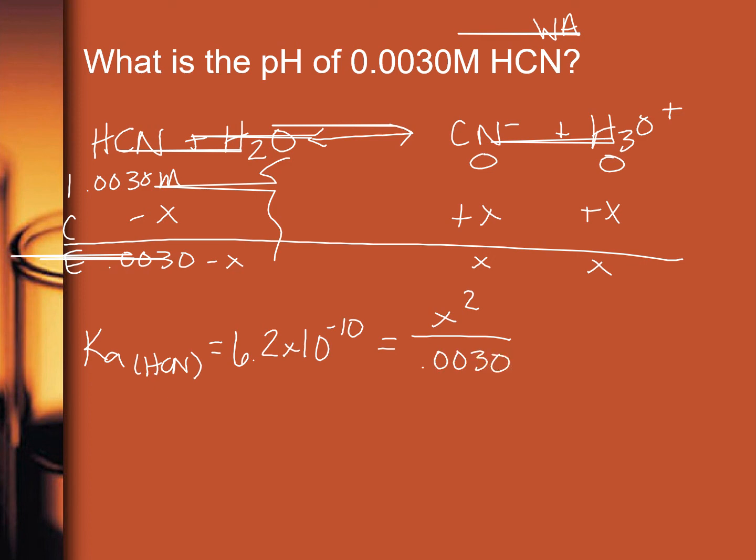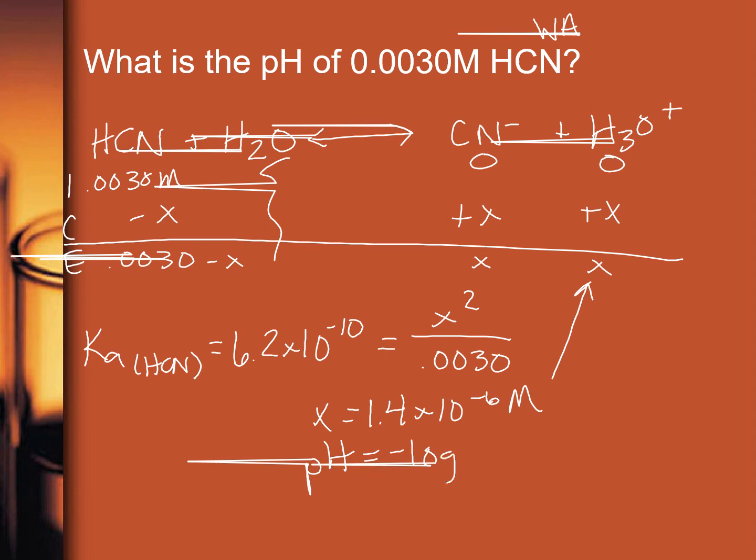So we're going to multiply by 0.0030 and then take the square root to get an X value equal to 1.4 times 10 to the negative 6 molar, which remember is equal to our hydrogen concentration, our hydronium. So we can simply plug this into pH. So negative log of 1.4 times 10 to the negative 6. And our pH is going to be equal to 5.86, or 5.87, which is acidic.